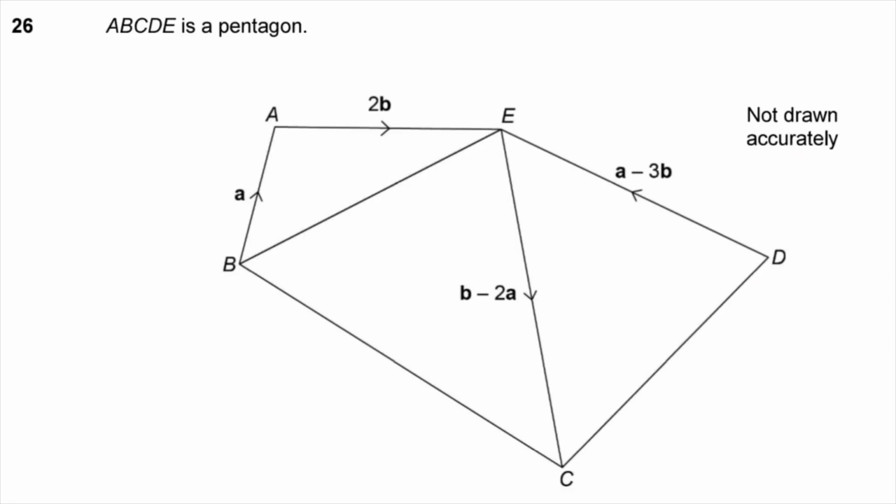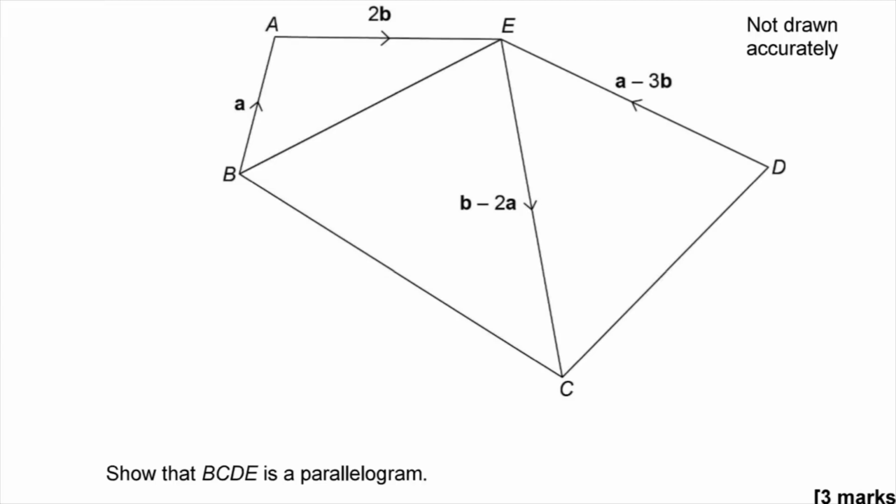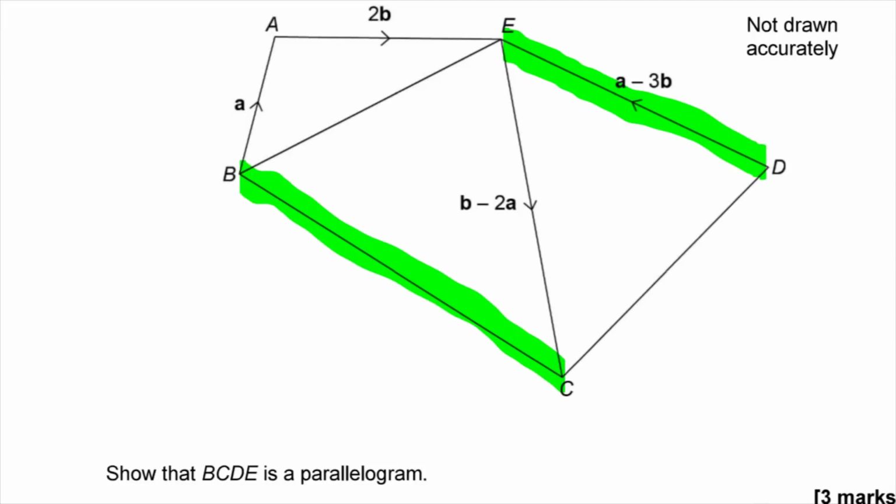Question 26. ABCDE is a pentagon. Show that BCDE is a parallelogram. Now it doesn't look like a parallelogram in the diagram, but it's not drawn accurately. Now what are the properties of a parallelogram? A parallelogram is made up of two pairs of equal and parallel lines. In other words, this line here has got to be equal in length and parallel to this line here, and this line here, CD, has got to be equal in length and parallel to this one.